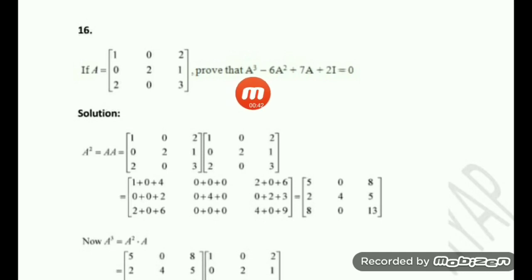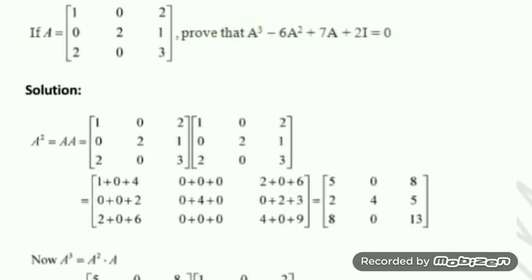To find cube, first we'll find out A square. And A square means what? A into A. We put A twice. First we substitute this A, again this A, and we will do the product. Obviously the product exists because both of these are 3 by 3 matrices. So let us do the product.